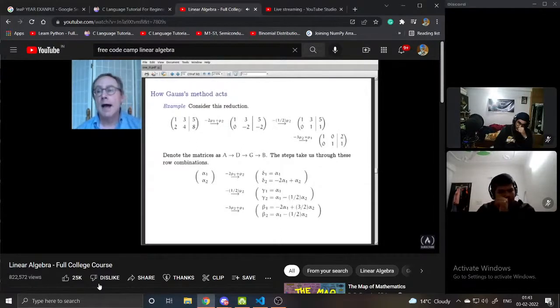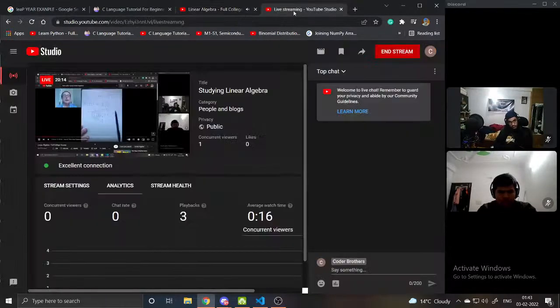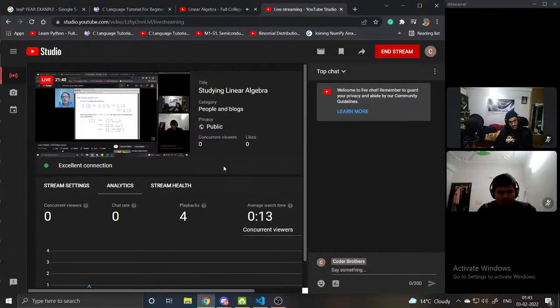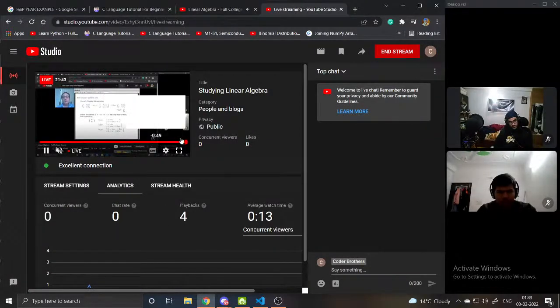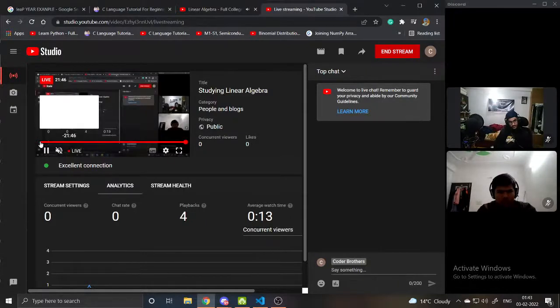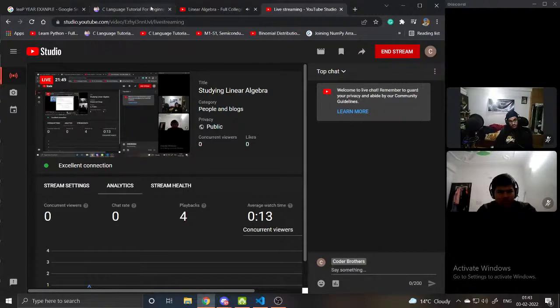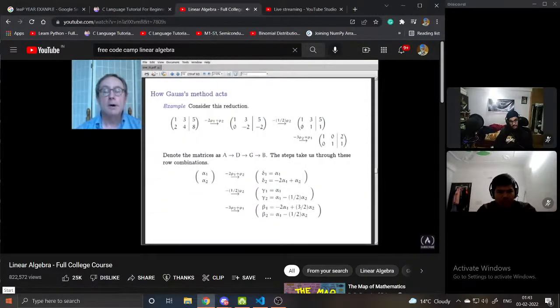So I want to talk about how Gauss's method acts, and the way that it proceeds. Of course, we've seen it acting here. The way that it proceeds is illustrated by this simple Gauss-Jordan elimination here. So I eliminated below the diagonal, I changed the leading entries to ones, and then I eliminated above. I'm going to call those matrices capital A, capital D, capital G, and capital B.